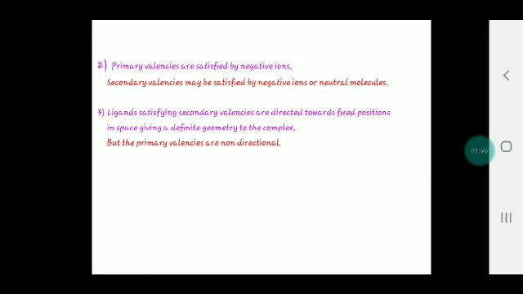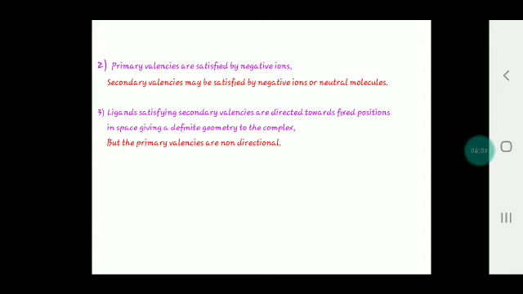Primary valencies are satisfied by negative ions, and secondary valencies may be satisfied by negative or neutral molecules. The third point is that ligands satisfying secondary valencies are directed towards fixed positions in space, giving a definite geometry to the complex.